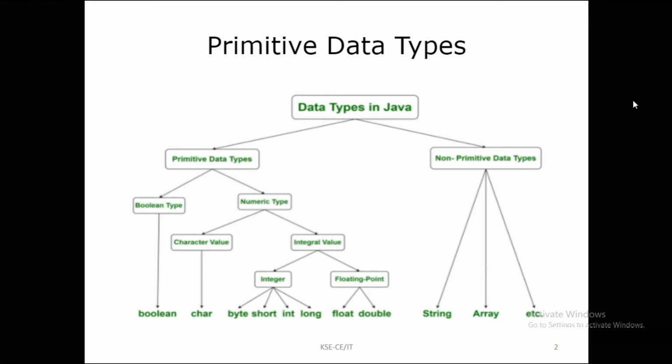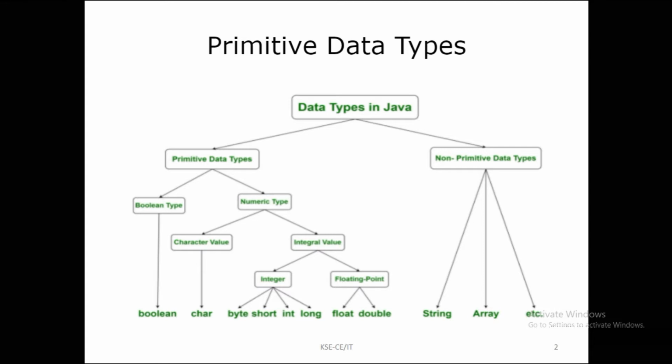There are mainly two data types in Java. First one is primitive data types and second one is non-primitive data types. Primitive data types are further divided into two parts, Boolean type as well as numeric type. Boolean is included in the Boolean type and the numeric type is divided into the character value and integral value.